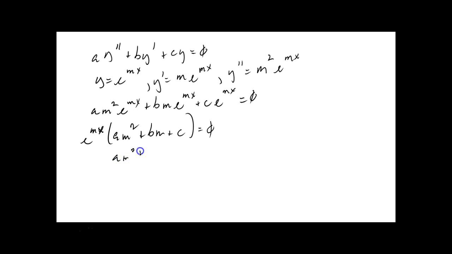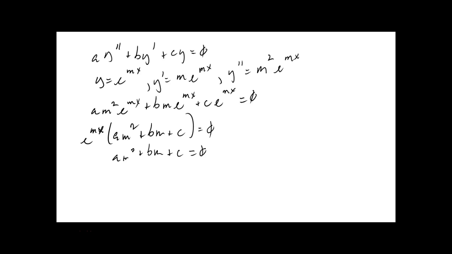am squared plus bm plus c equals 0. Guess what that is? A good old quadratic equation. And guess what we can do? We can solve that any way we can solve quadratic equations.